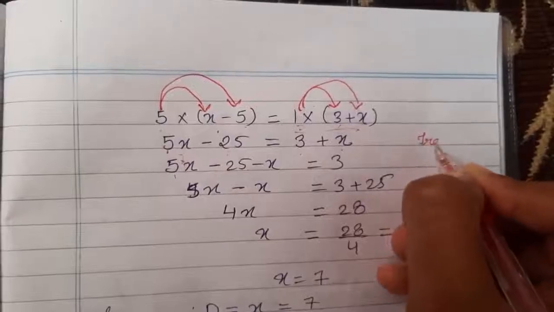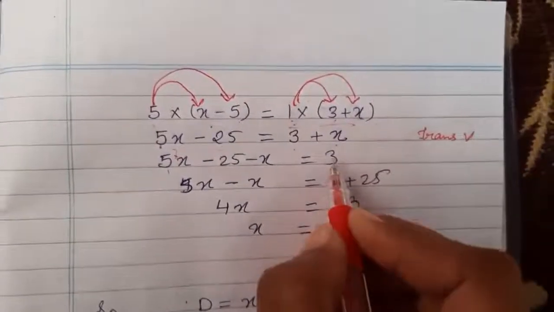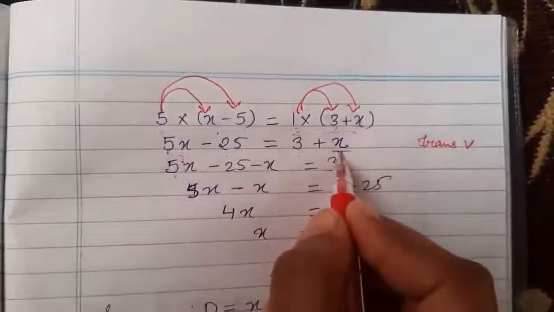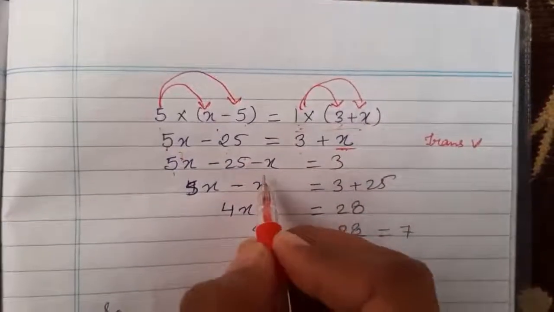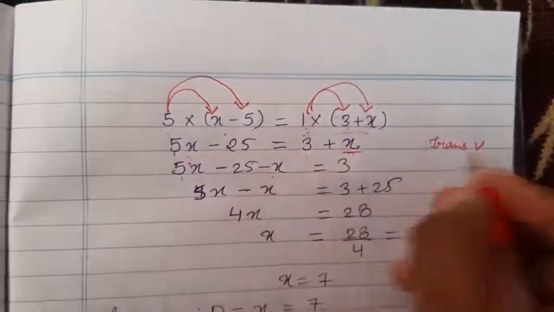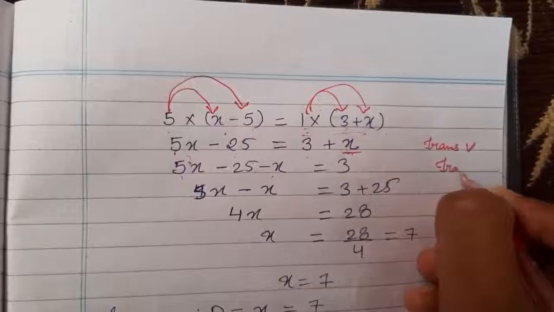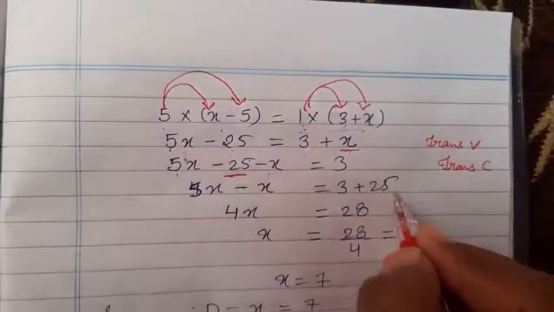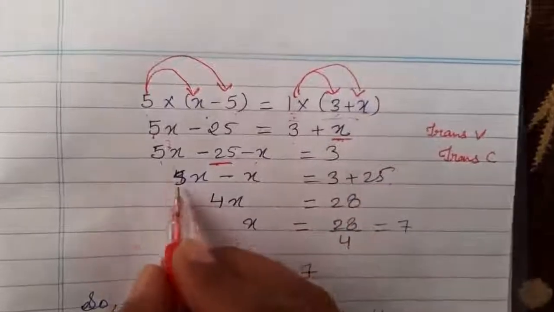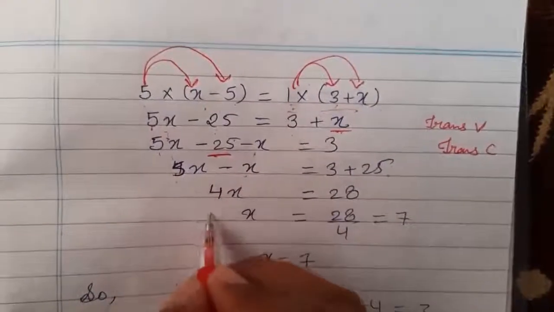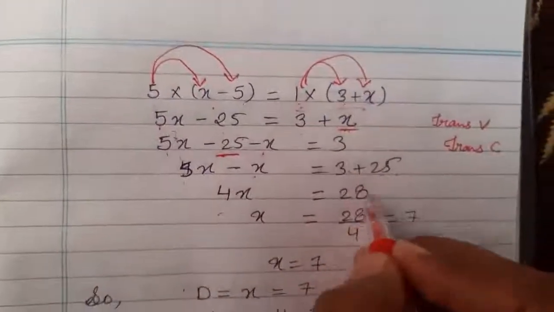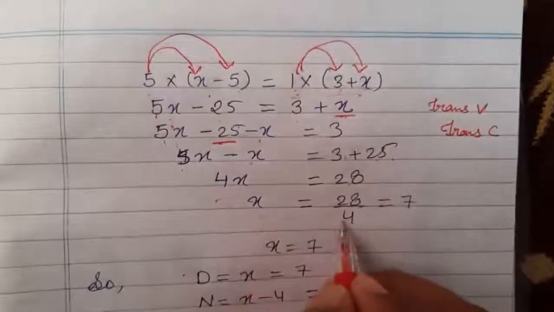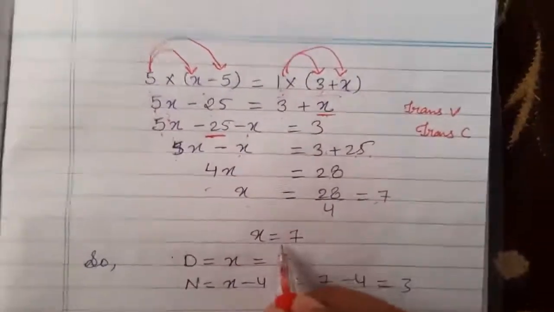First you have to transpose your variable. Here x is a plus x. If you shift it to the left hand side, it becomes minus x. Now transpose your constant. Here it is minus 25; if you transpose it here, it becomes plus 25. Now 5x and minus x become 4x. 3 plus 25 becomes 28, divided by 4, then you will get 7. x is equal to 7.